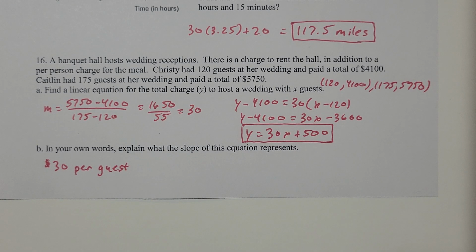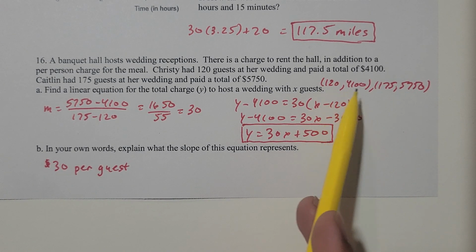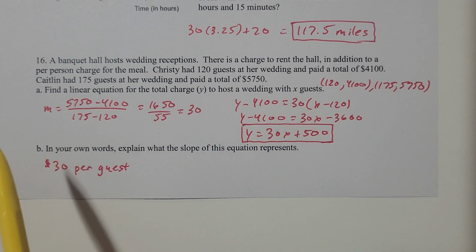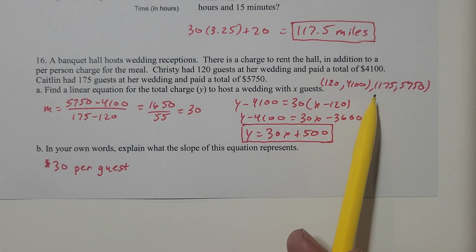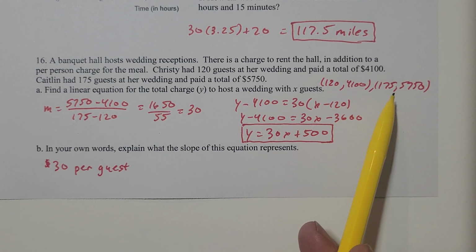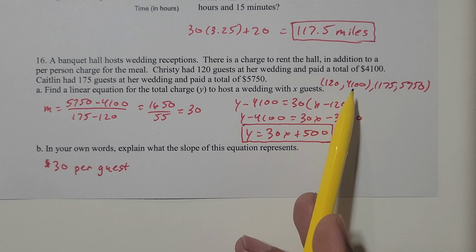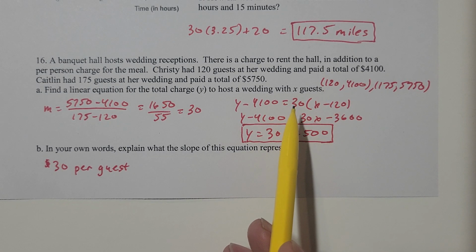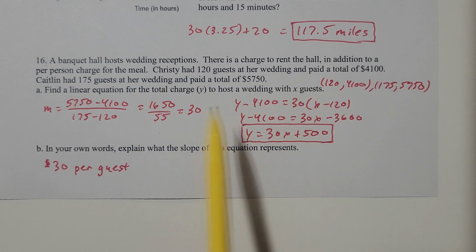Now, I need to use the point-slope equation, right? Because I know a point on this line. Actually, I know 2 points on this line, so it's not going to matter which point I select. Looks like I'm selecting the first point here. I'd get the same answer if I were to select the second point for x1 and y1. So let's use the point-slope equation. I got y minus y1, which is 4,100, equals the slope, 30, times x minus x1, which is 120.